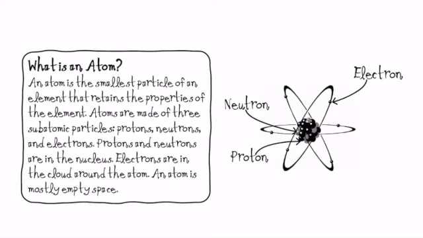Atomic structure. What is an atom? An atom is the smallest particle of an element that retains the properties of the element. Atoms are made from 3 subatomic particles: protons, neutrons, and electrons. Protons and neutrons are in the nucleus. Electrons are in the cloud around the atom. The atom is mostly empty space.